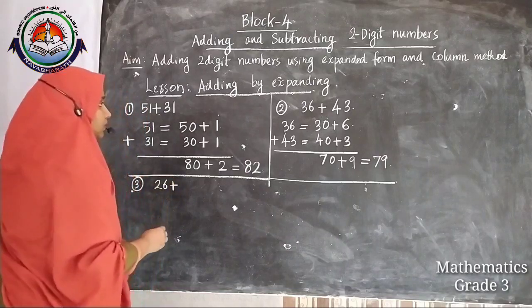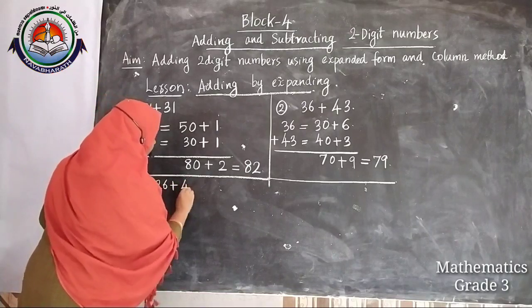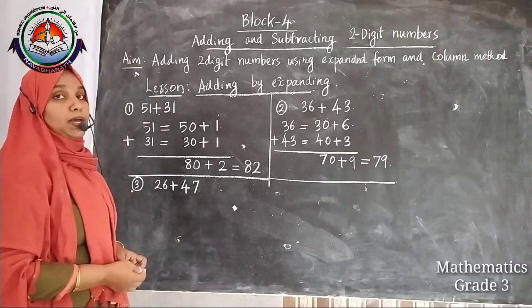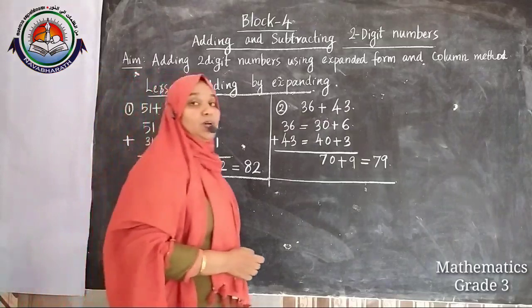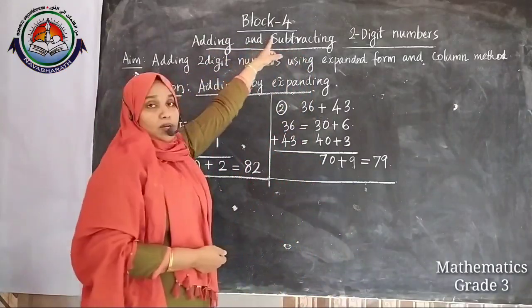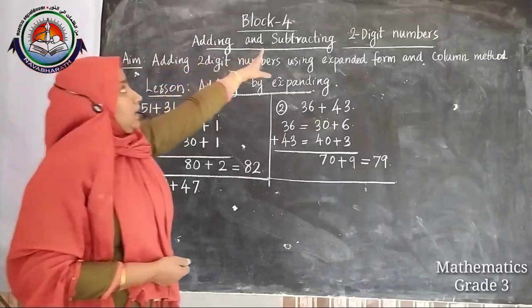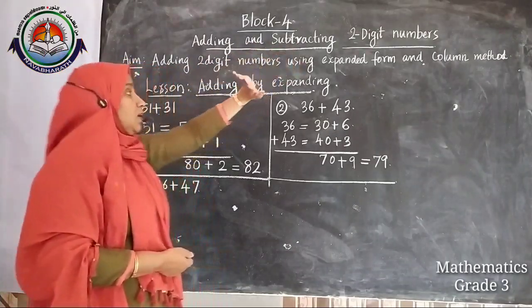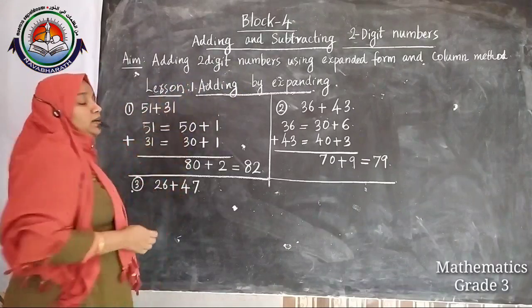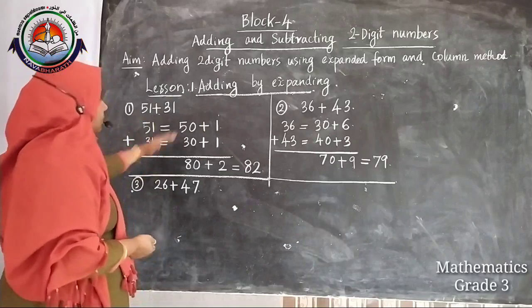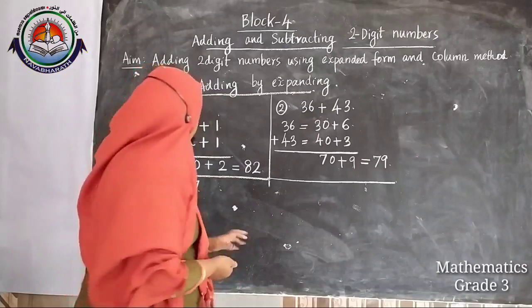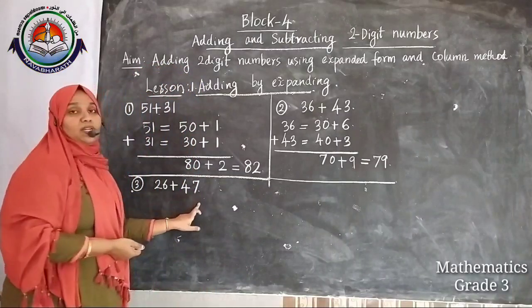26 plus 47. You write in your notebook. First you write block 4, then the heading, adding and subtracting 2-digit numbers. Then write lesson 1, adding by expanding. Then do these two problems in your notebook. Okay. Then 26 plus 47.